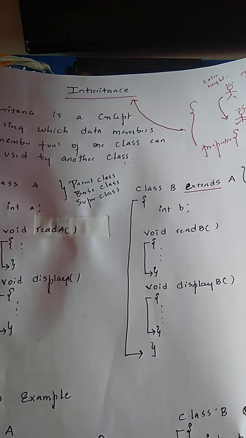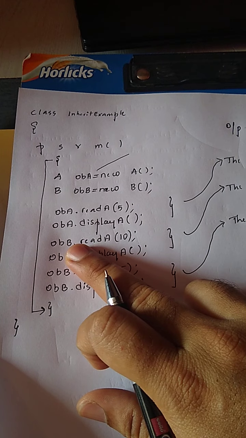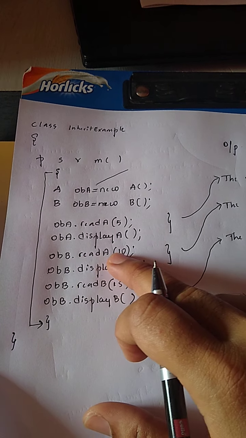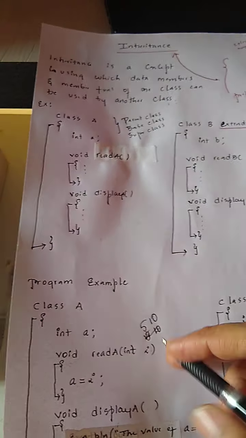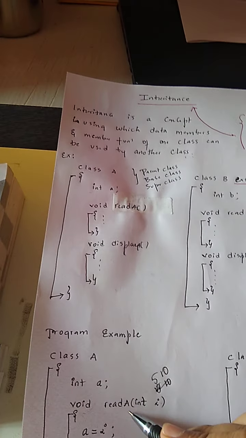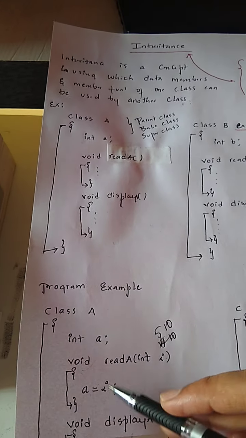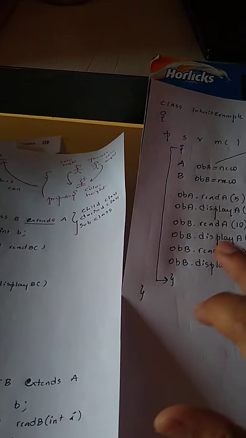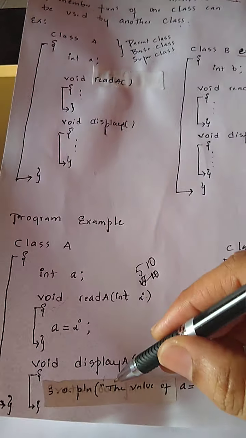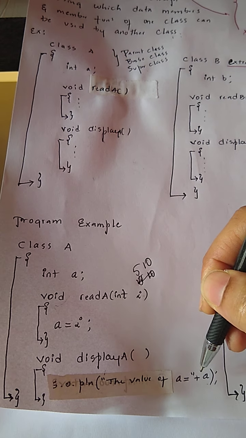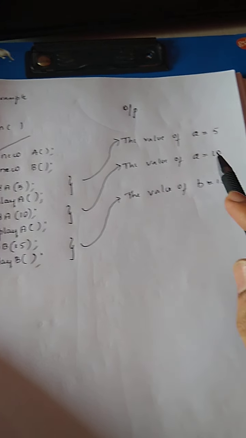Next, I'm calling read a through object B. Why is it possible? Because of the concept called inheritance. I'm passing the value 10. So read a will be called, the value 10 will be assigned to a. Next, if I call display a, you'll get the output: the value of a is equal to 10.